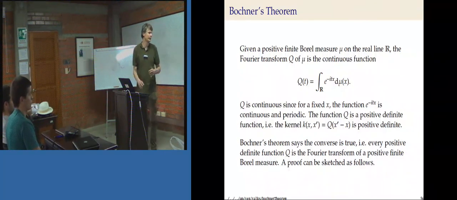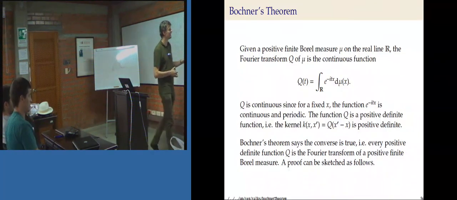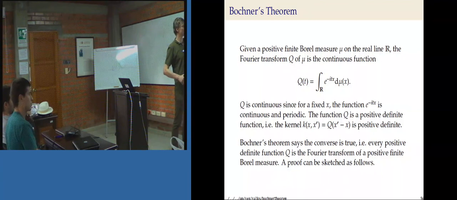Okay, so the final thing, I've written this out, is Bochner's theorem: given a positive finite Borel measure mu on the real line R, the Fourier transform of Q of u is the continuous function Q of t, and so on. Q is continuous since for a fixed x, and so on. The function Q is a positive definite function. That's the key.